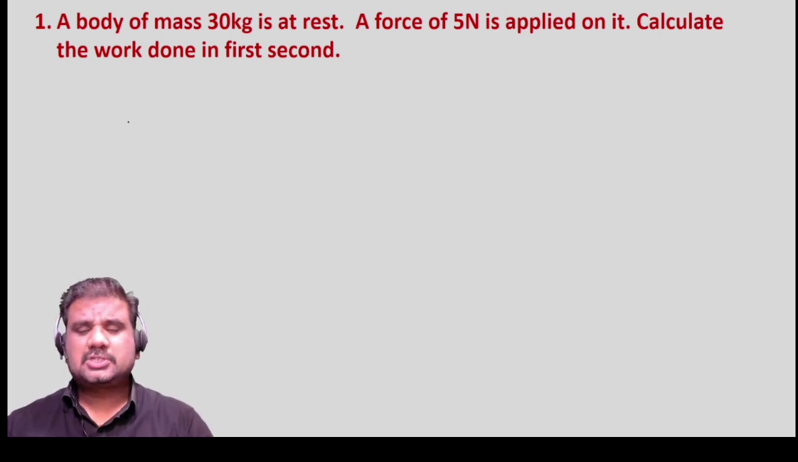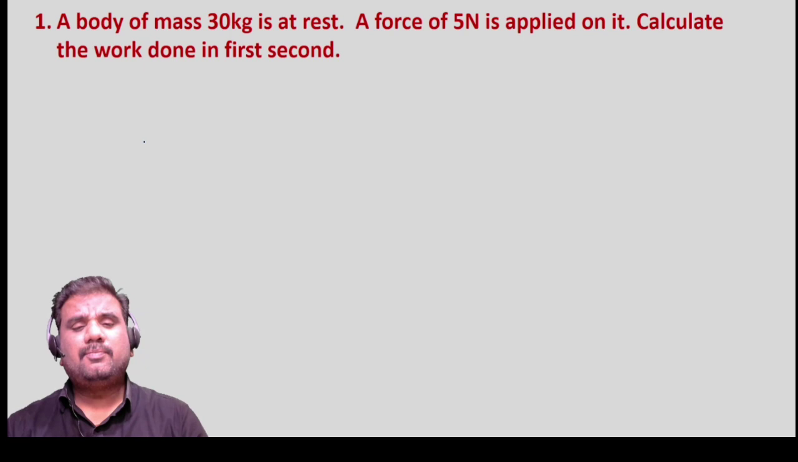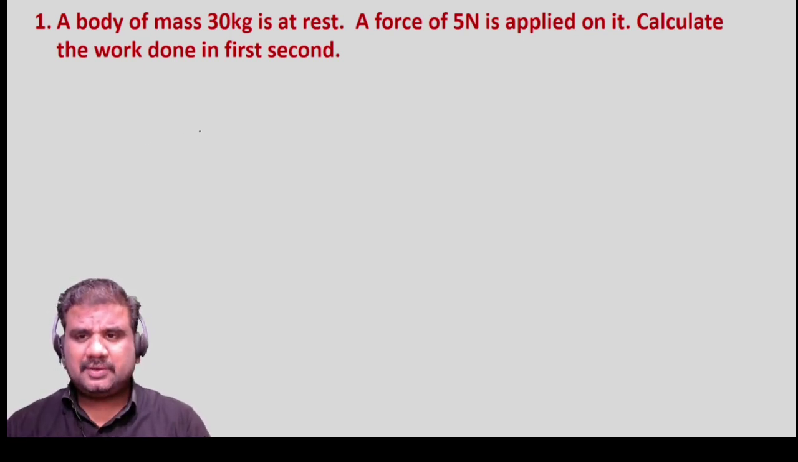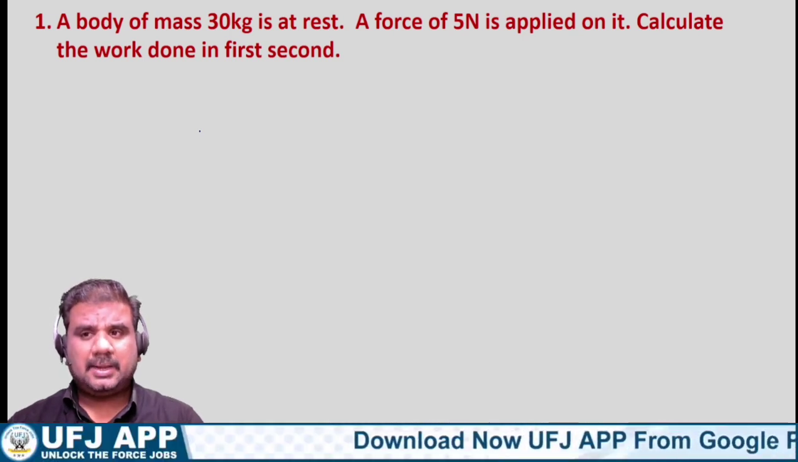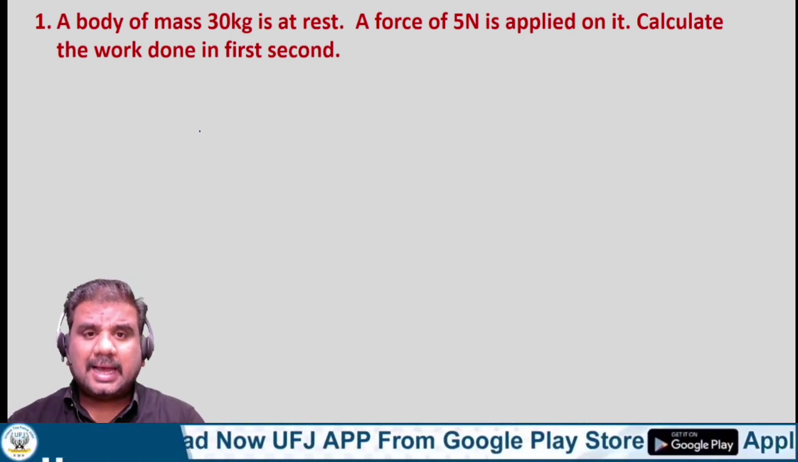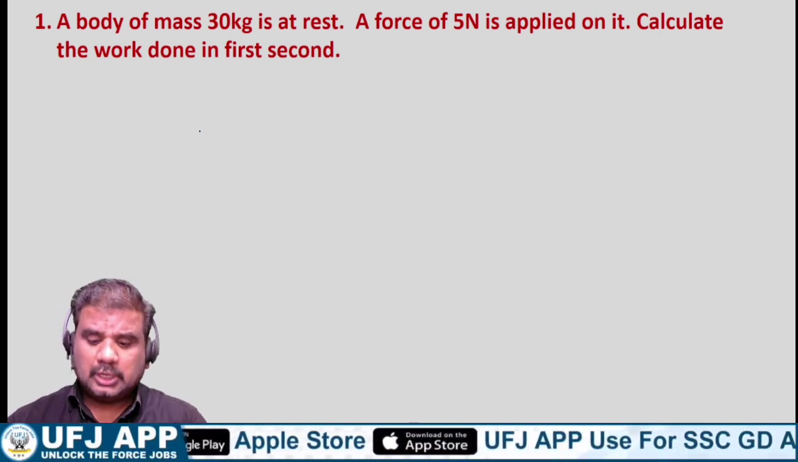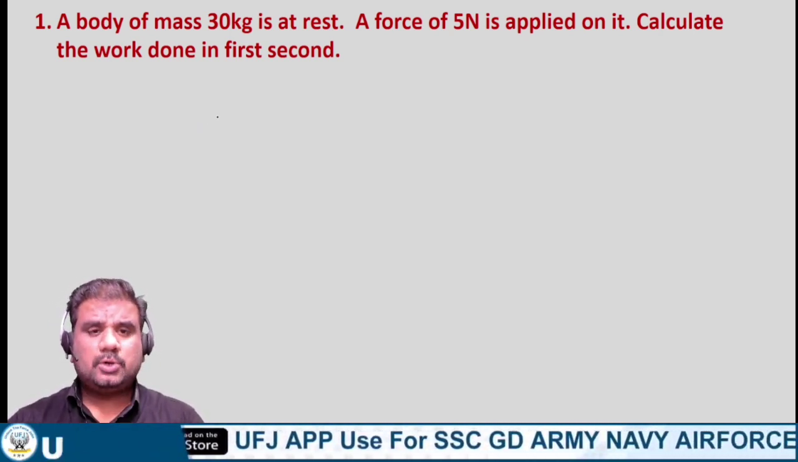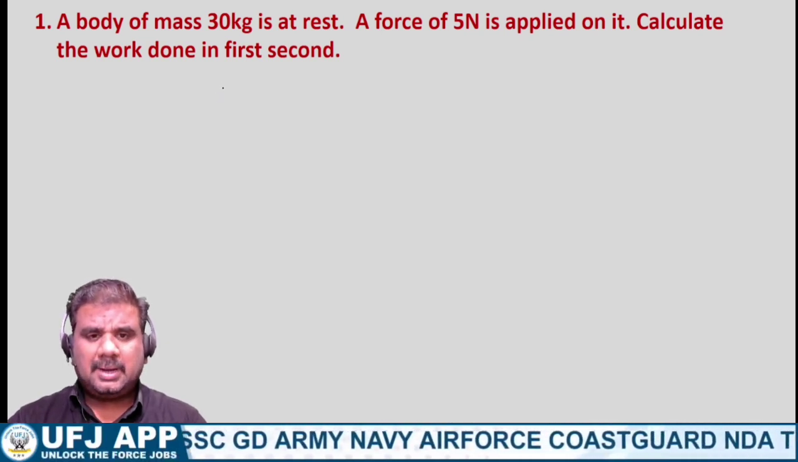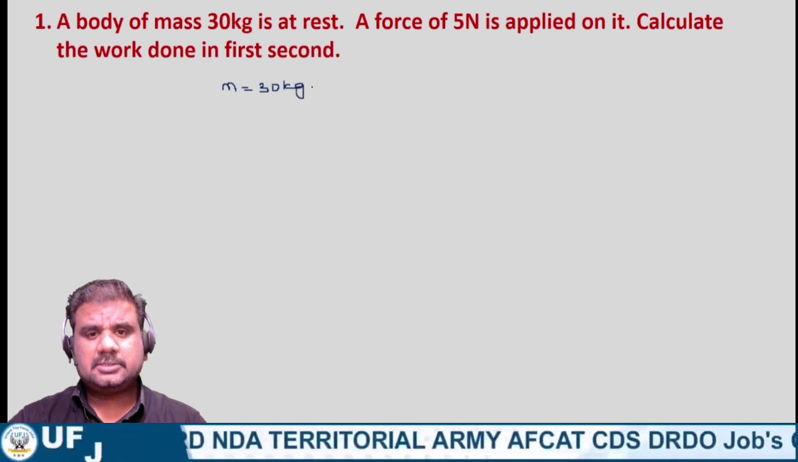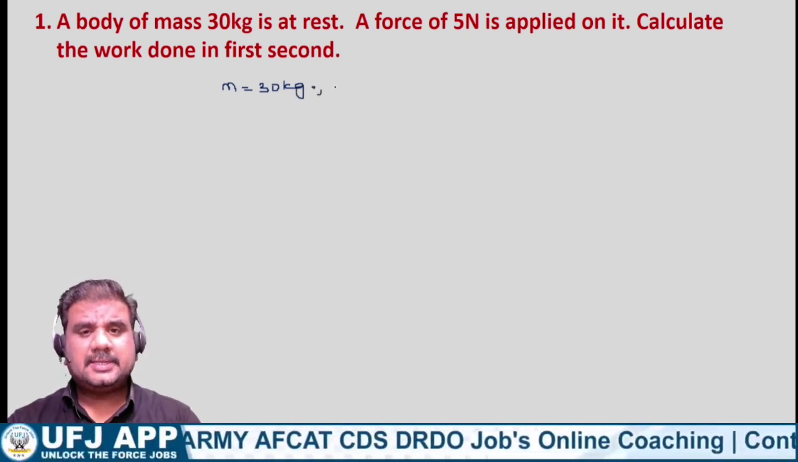So the very first question. A body of mass 30 kg is at rest. A force of 5 Newton is applied on it. Calculate the work done in the first second. So, what is the mass of the object? The mass of the object m is equal to 30 kgs and the object is at rest.